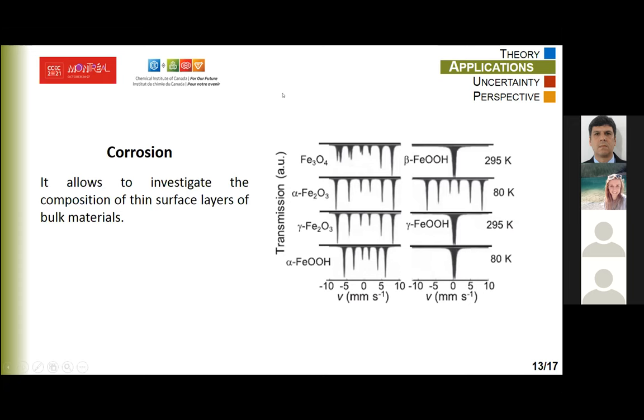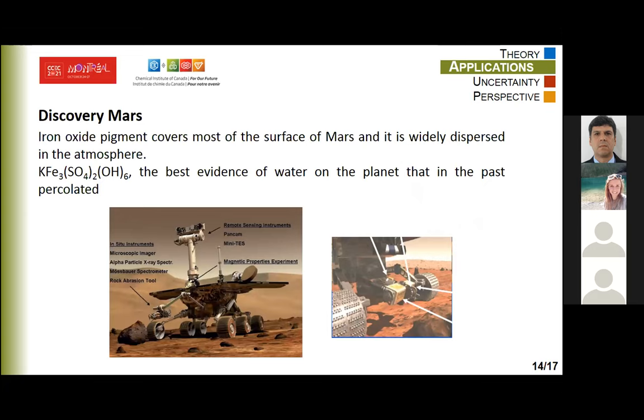Finally, as I told you, a miniaturized Mossbauer spectrometer was sent to Mars to detect traces of water, and it was able to record the Mossbauer spectrum of this salt, that is a ferric sulfate hydroxide called jarosite, that is the best evidence of water on the planet. And this is amazing because the discovery paved the way to other fruitful investigations.